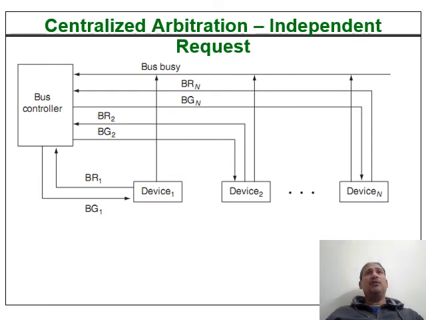Another option is centralized arbitration with independent requests. As you can see over here, each device has a separate request line and a separate grant line. These are the grant and request lines for device 1, the grant and request lines for device 2, and so on. Now the bus controller exactly knows which are the various devices requesting the bus. And once again, based on some algorithm implemented within the bus controller, it will decide which particular device to give the control of the bus.